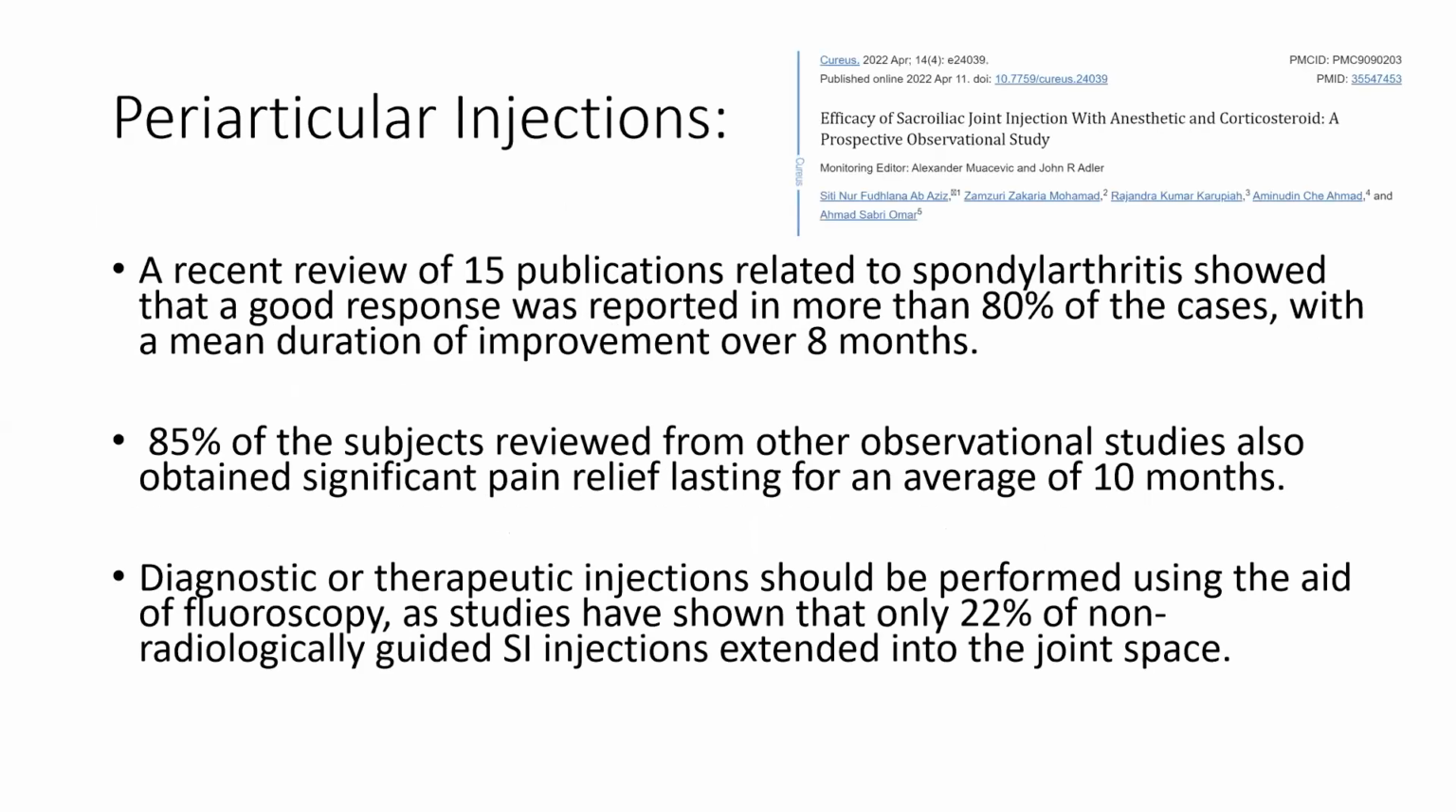Periodic injections. A recent review of 15 publications related to spondyloarthritis showed that a good response was reported in more than 80% of cases, with a mean duration of improvement of over 8 months. 85% of the subjects reviewed in another observational study also obtained significant pain relief lasting around 10 months. Diagnostic and therapeutic injection should be performed with the aid of fluoroscopy, as studies show that only 22% of non-radiologically guided SI injections extend into the joint space.